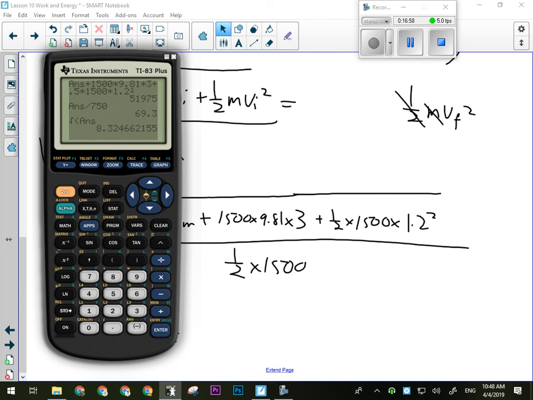All right, so at the bottom of the ramp, the box will be moving at 8.3 meters per second, and that's it. I'm just looking for the speed at the bottom of the ramp. I don't have to put a direction on this. 8.3 meters per second at the bottom of the ramp.